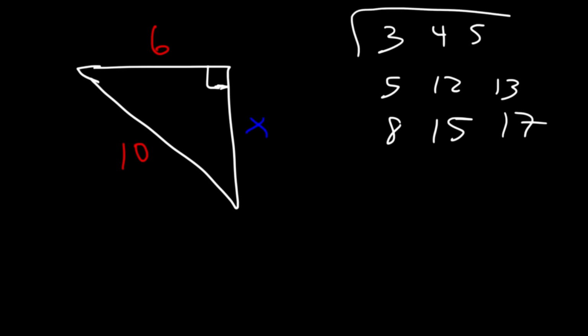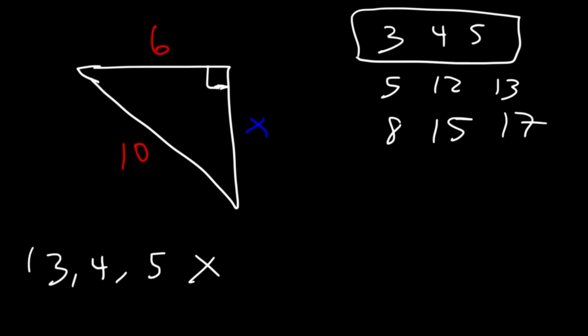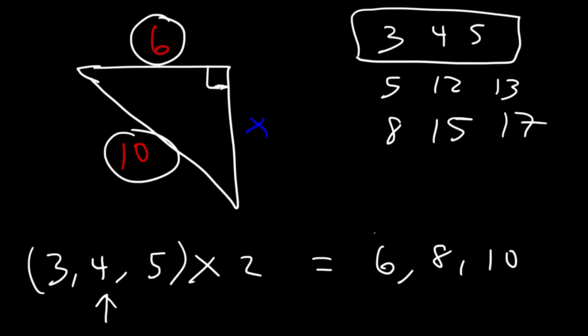Notice that if we take the 3, 4, 5 triangle, and if we multiply everything by 2, notice what happens. We're going to get the 6, 8, 10 triangle. So multiples of the 3, 4, 5 triangle also apply to a right triangle. Here this is 6, this is 10, the missing number is 8, so x is 8.